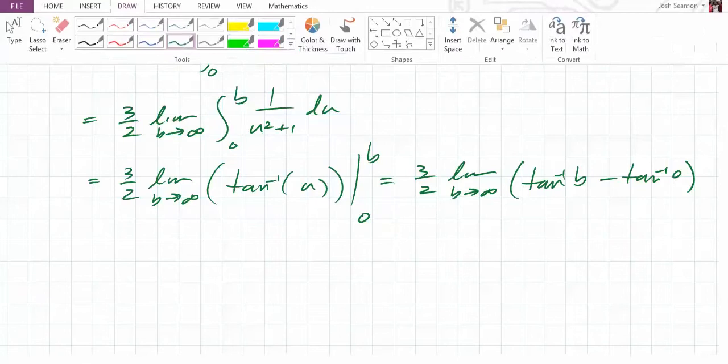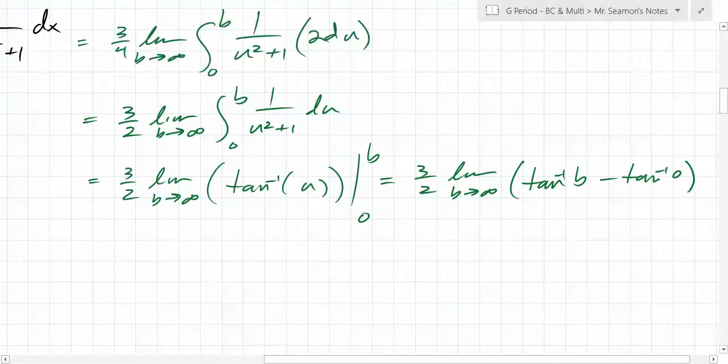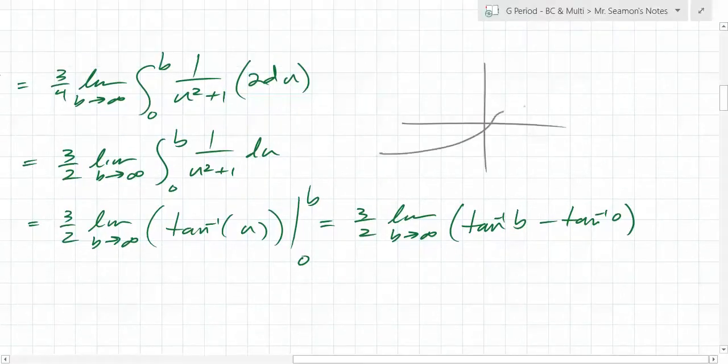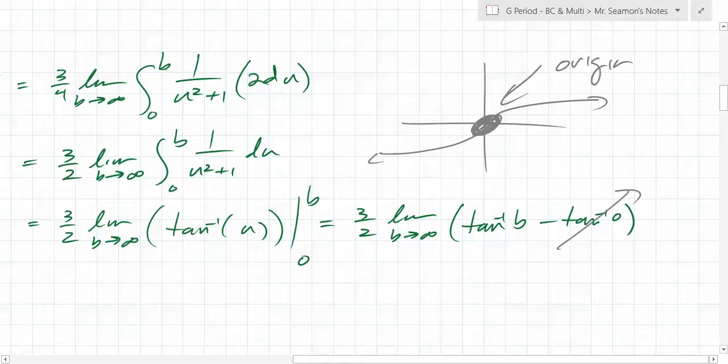Do you remember what it looks like? Looks like an S, right? Tan inverse looks like a flat S. It goes like this, right? Really terribly drawn. But where does it pass through? The origin, right? So what does that tell us about this? What is that equal to?